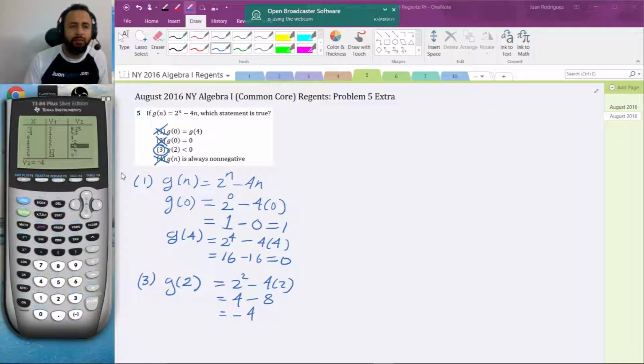And the fact that g of n is not always non-negative, not only do we get that confirmed at 2, but as a bonus, we actually also confirm that g of 1 is negative and g of 3 is also negative. So we've got quite a few values and quite a few numbers in between, also some decimals in between, that make g of x negative or g of n negative. Okay, so that verifies that choice 3 is the answer.